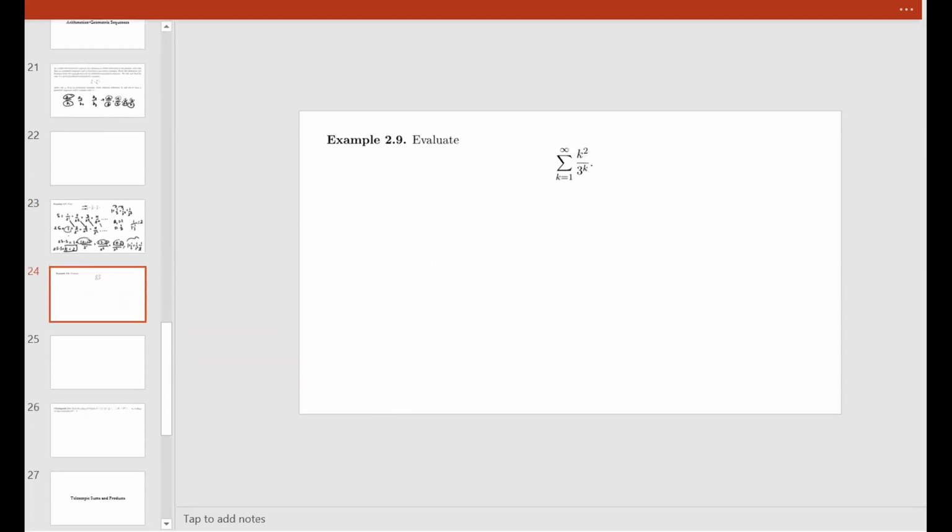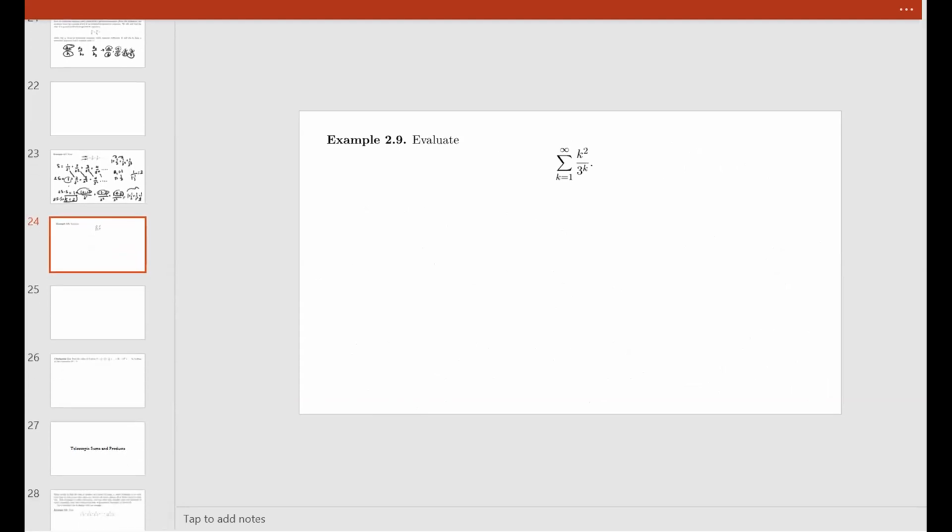So next we have this example. We want to evaluate this sum. Basically, this notation just means we start with k is equal to 1, and then add it for k is equal to 2, and then for k is equal to 3, and so on. So for this example, let's call this s.